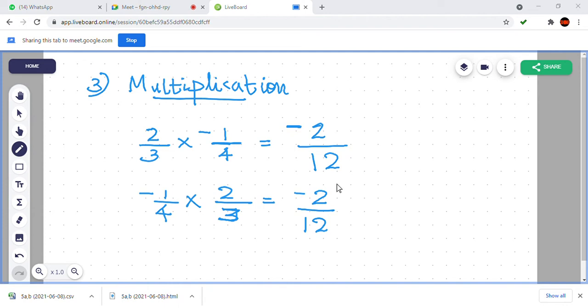Or otherwise you can say for any two rational numbers a and b, a into b equal to b into a. എങ്ങനെ എഴുതിയാലും കുഴപ്പമില്ല. Do you have the textbook with you? Yes. So you take the page number 6. Just below subtraction you can see multiplication. Did you see?